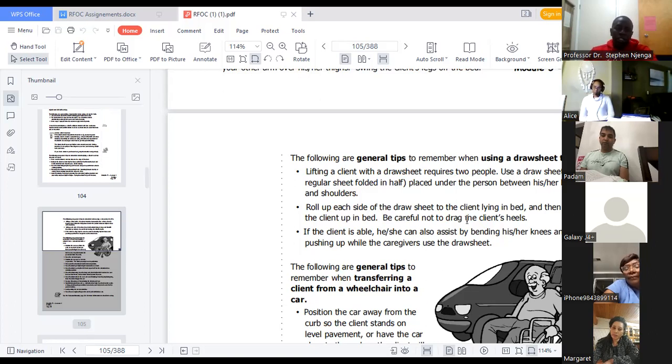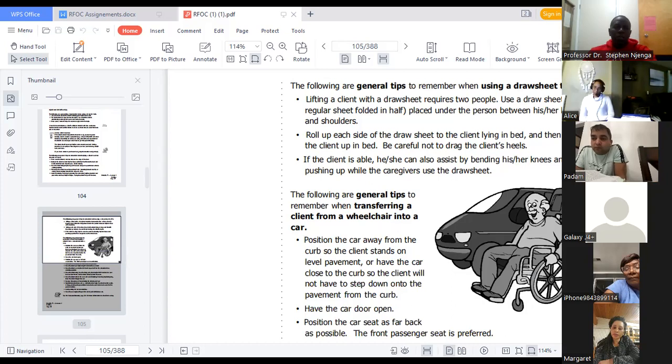Roll each side of the draw sheet close to the client in the bed, and then lift the client up in the bed. Be careful not to drag the client's heels. You're not pushing, okay? You're lifting. If the client is able, he or she can also assist by bending the knees and pushing up as the caregivers use the draw sheet.